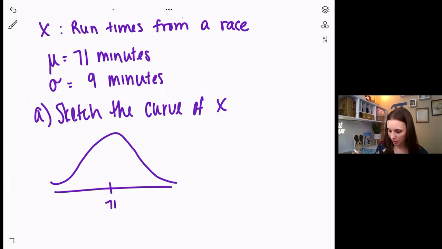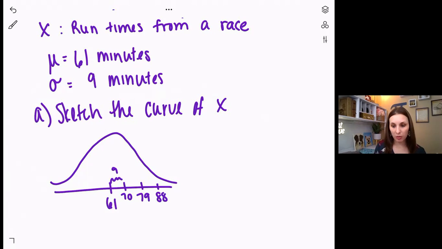And then, actually, I think this is 61. It really doesn't matter, but. And then the standard deviation is 9. So each tick mark on your bell curve represents one more standard deviation. So one standard deviation, this represents 9, so it goes up to 70. 9 more is 79. 9 more is 88.